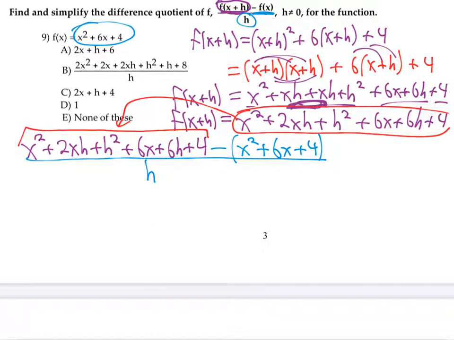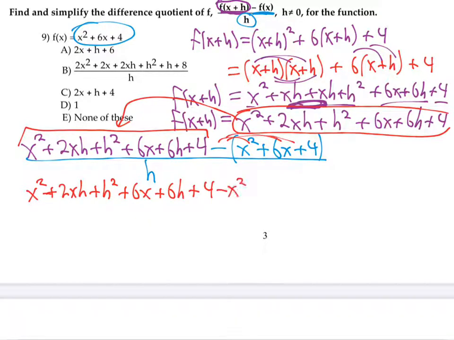Now we just need to distribute this. I'm going to bring down x squared plus 2xh plus h squared plus 6x plus 6h plus 4. And then that minus, boom, boom, boom. Minus x squared minus 6x minus 4 all over h. And now we cancel whatever we can cancel. This is the one where everything will cancel that doesn't have an h. I don't know if you remember this one. So all the non-h terms will indeed cancel here.